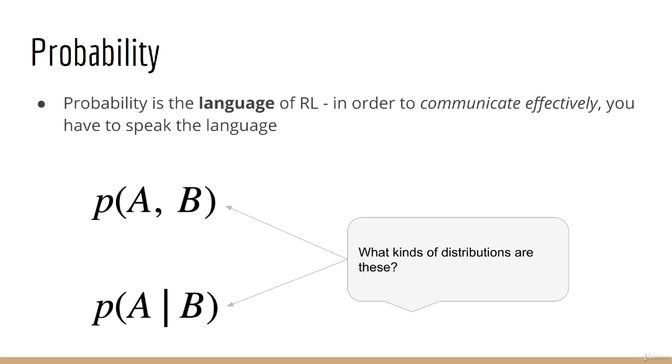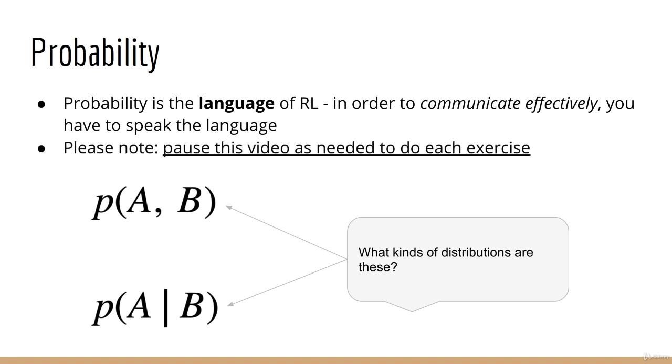So the language of this class is going to be probability. Everything we do is based on undergraduate level probability. We're going to start with a simple question. We have two probability distributions here, P of A comma B and P of A vertical bar B. The question is, what do we call these two kinds of distributions? In other words, what do this comma and this vertical bar mean? By the way, I'm not going to pause very often in this video, so if you want to take some time and remind yourself of the answer, please pause the video on your own as we go along.